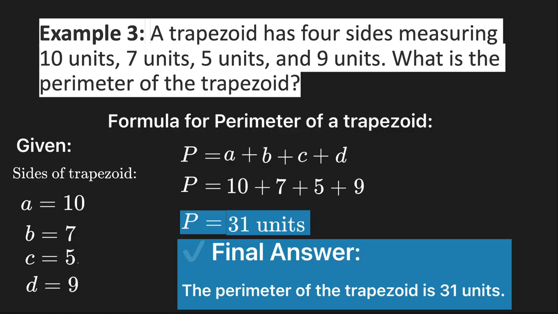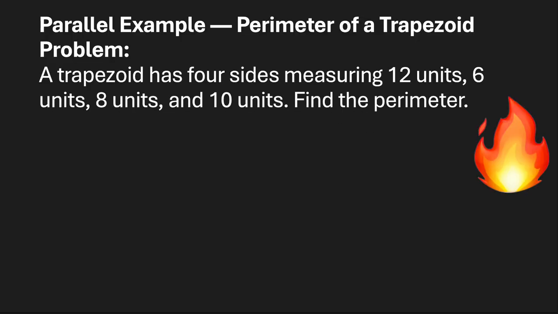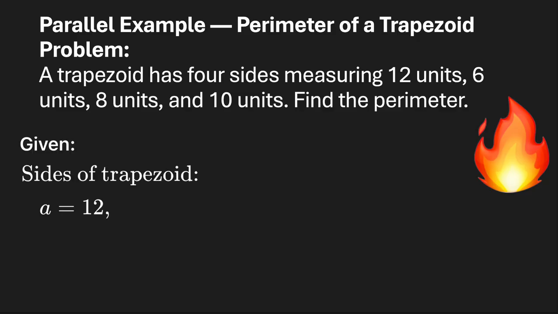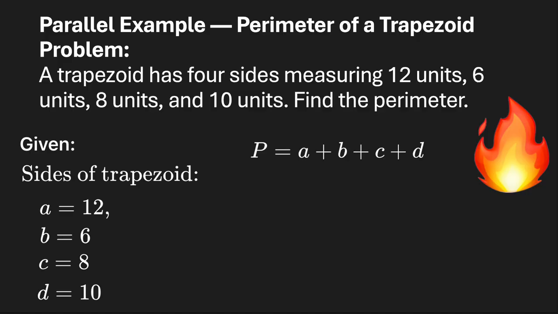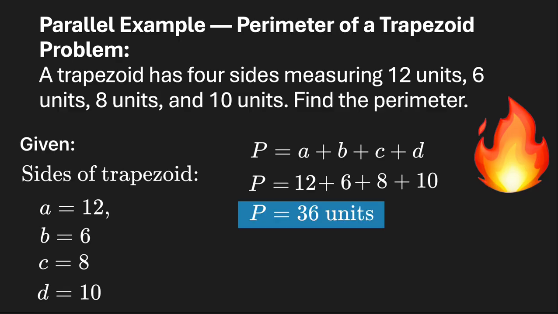Easy peasy. So go ahead and try to answer this parallel example. Okay, so let us answer. The given would be A 12, B 6, C 8, and D 10. Adding them together will give us 12 plus 6 plus 8 plus 10. That's going to be 36. So that is the perimeter of the trapezoid.